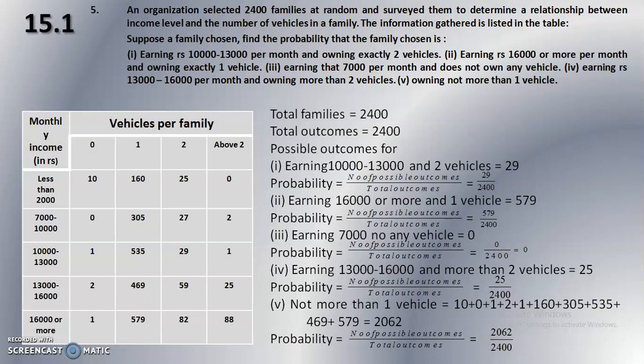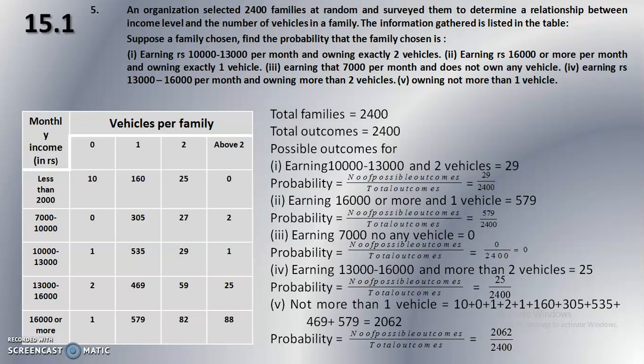So starting with the answer: total families 2,400, total outcomes 2,400. Possible outcomes, first one, earning 10,000 to 13,000 and 2 vehicles equals 29. Probability equals number of possible outcomes divided by total outcomes equals 29 divided by 2,400.